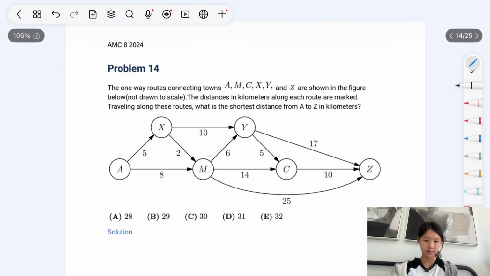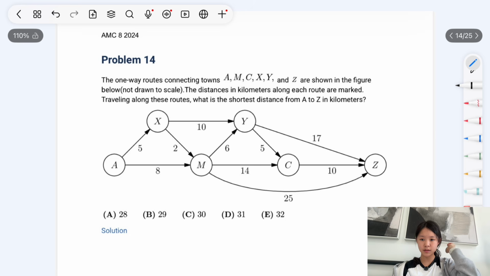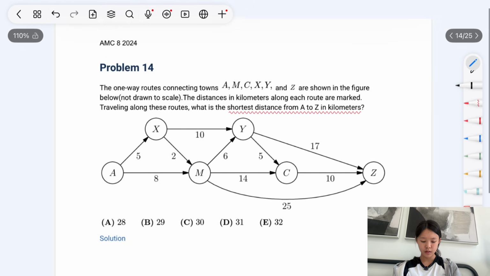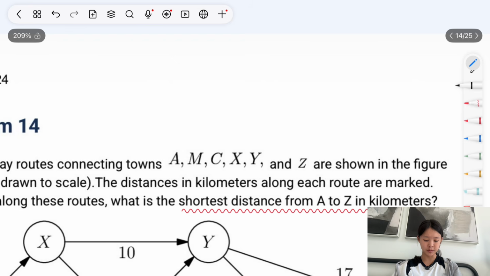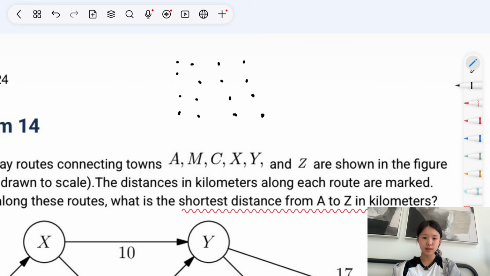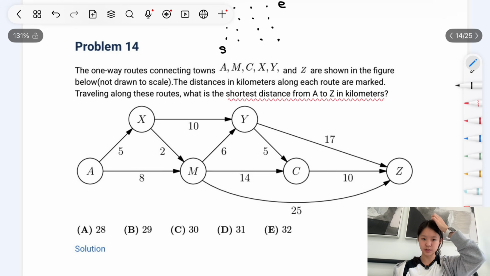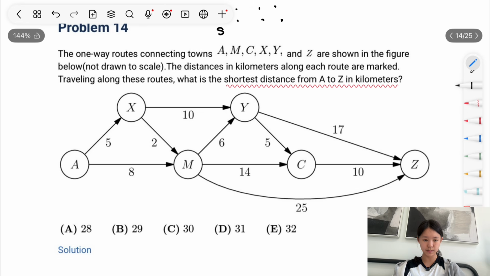Okay, problem 14. It tells us that there are one-way routes connecting these towns, and the distances in kilometers are marked on each route. So traveling along these routes, what is the shortest distance from A to Z in kilometers? So recall that there are some existing problems that ask you, on a grid of dots and points that have distances between them, what's the minimum distance from the start to the end. So this is the same logic, except it moves onto a graph that is irregular and has different distances across each of the nodes.